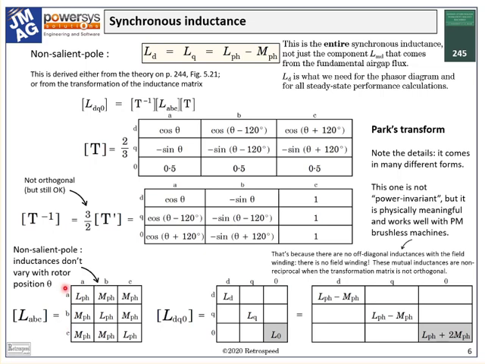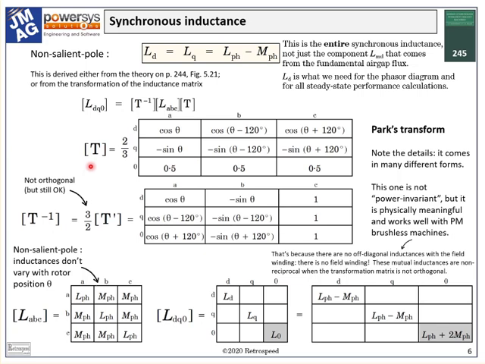Now, there isn't space here to go into all the details of Park's transform, although we can certainly see the important features of it here. For the inductance matrix, it's a question of pre-multiplying by the inverse of this T matrix and post-multiplying by T itself. Now, T is this matrix in the middle, and theta is the rotor position, actually the angle between the d-axis of the magnetized rotor and the axis of phase A in electrical degrees in this instance of it.